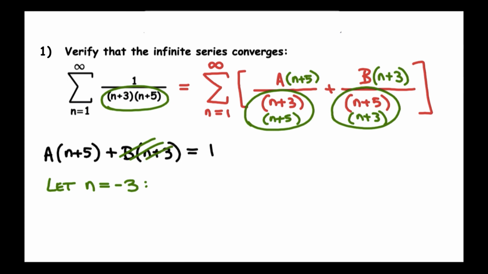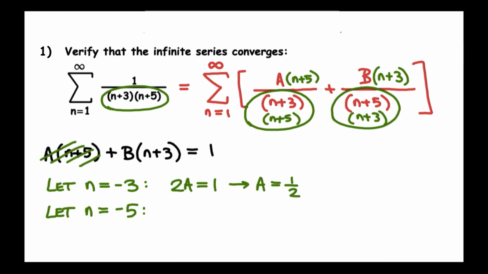All right, let's let n be -3. That'll knock the b's out. It'll be b times 0, and it will give us 2a equals 1. So a will be 1/2. Now let's let n be -5. If n is -5, that'll knock this part out, and you'll have -2b equals 1. And not surprisingly, b is -1/2. After all, we had a 1 up top, which was a constant, so I knew that a and b were going to be opposites.